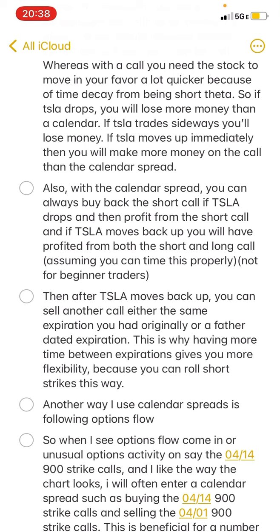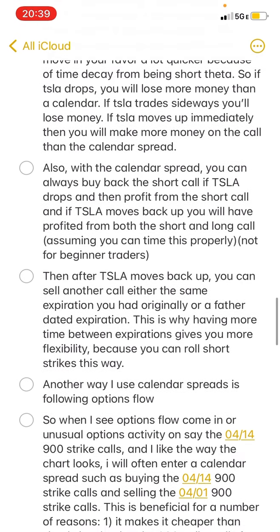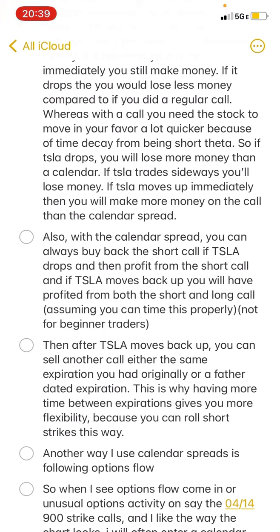With calendar spreads, that's not the case, right? Like I said above, if Tesla drops, you will lose more money than the calendar, right? If Tesla trades sideways, you'll lose money on a naked long call, right? If Tesla moves up immediately, then this is the one situation where you will make more money on just having a naked long call than the calendar spread. But you know what? Let's not be picky. Let's not be greedy here. We're still making money if it moves in our favor, right? Like instead of making 100% gain, you're making a 30% gain.